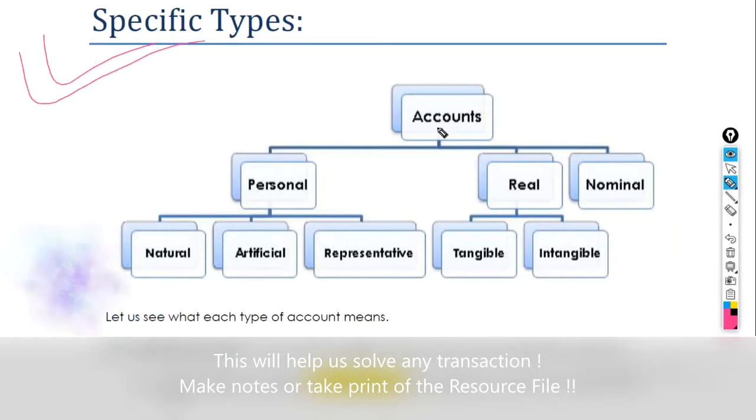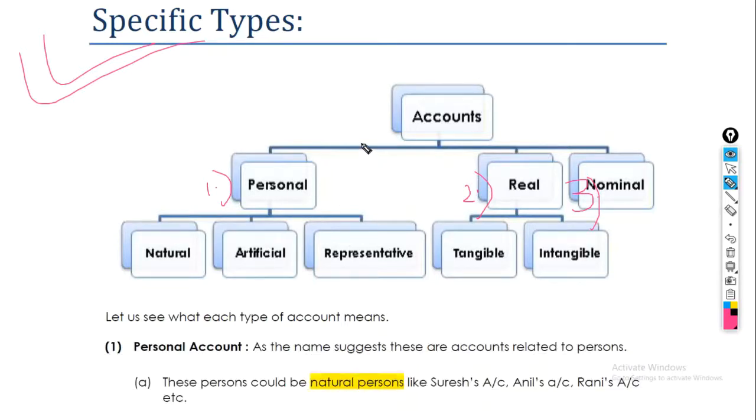This is a very important concept which classifies accounts into three different parts: personal, real, and nominal. Whenever a transaction occurs, we'll first classify which type of account it is and what accounts are involved in it. Like when we receive cash from a debtor and we have paid him the goods, it will be classified into a real account, and the changes will be made according to the rules of a real account, that is the golden rules which we'll soon learn.